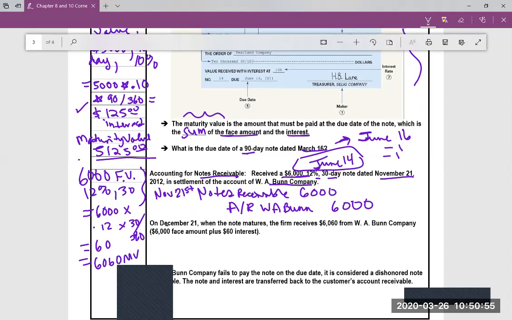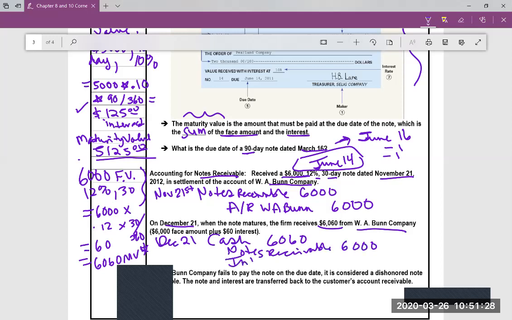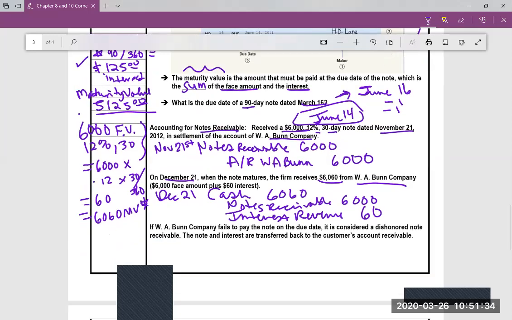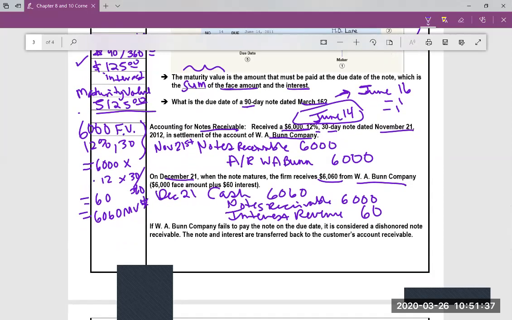Okay. Now, it was only a 30-day note. It's now December 21st. It's time for W.A. Bunn to pay up. Sure enough, they pay $6,060, and we've calculated that, so they paid the correct amount. $6,000 was the face amount, $60 was the interest. It's December 21st. Here's how we're going to record that. They actually did pay a full cash amount of $6,060. We're going to credit the notes receivable for the amount of $6,000, the face amount, and then we're going to credit interest revenue for $60.